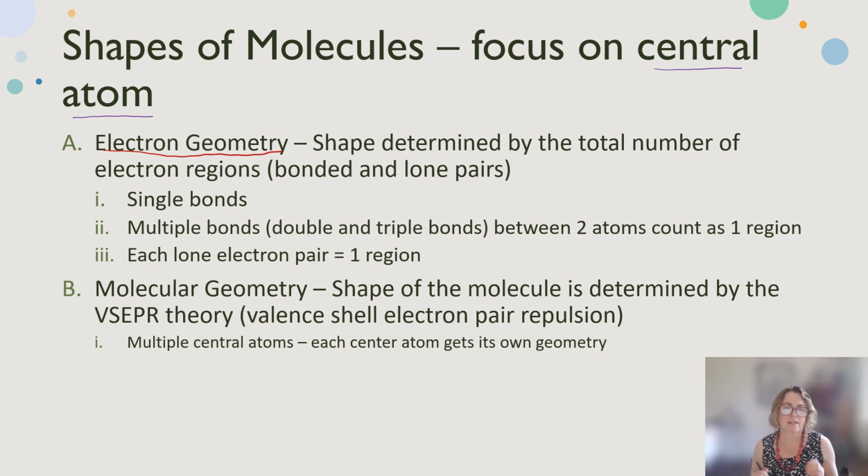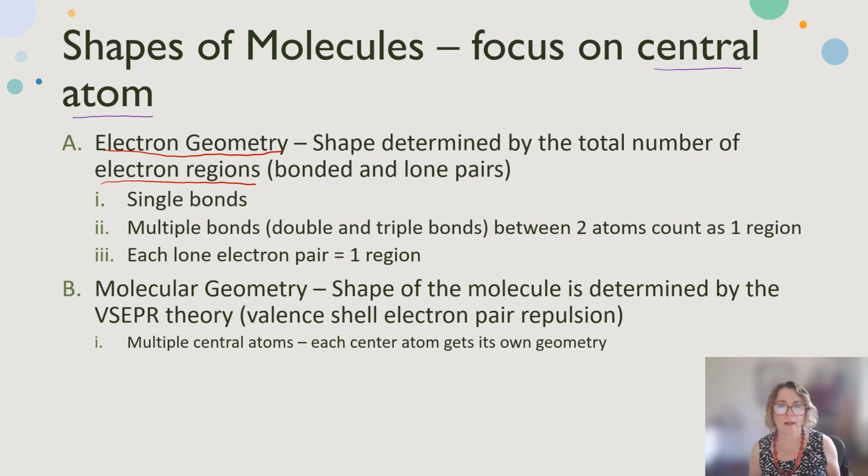This is defined as the shape determined by the total number of electron regions, and this is both bonded and lone pairs. Now, before I talk about why we care about the electron geometry, it's important to define exactly what we mean by that electron region. So the following all count as one electron region. A single bond counts as one electron region. Multiple bonds, so this would be double and triple bonds, count as one region. And each lone pair counts as one region.